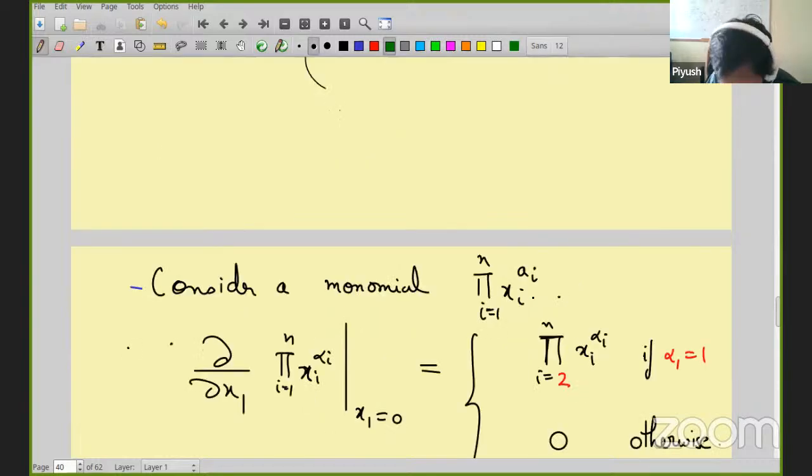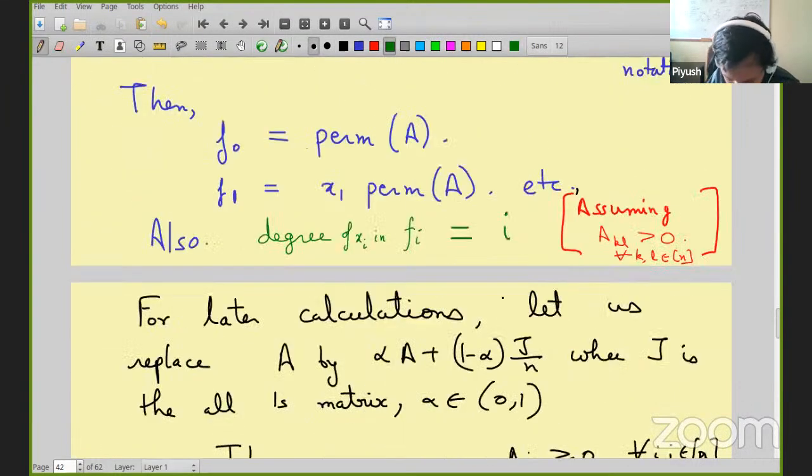So why is the degree of fi in xi equal to i? Because consider the term that is xi to the power i, and then after that all the other variables xi plus 1, xi plus 2, so on till xn. So this has degree n. So this term exists. The reason it has non-zero coefficient is because the Aij's are positive. And this term will survive all these operations because all of those variables will keep going away and only the xi to the power i will remain.